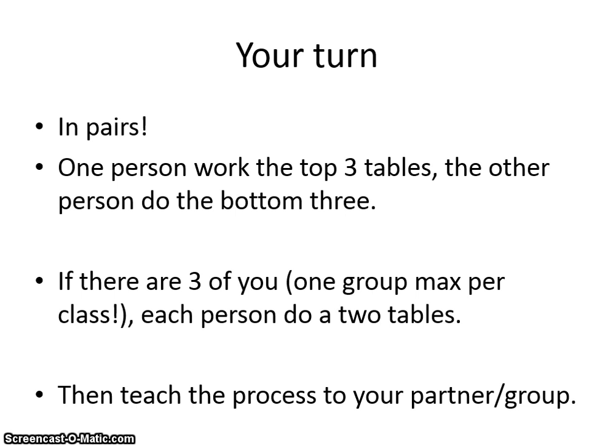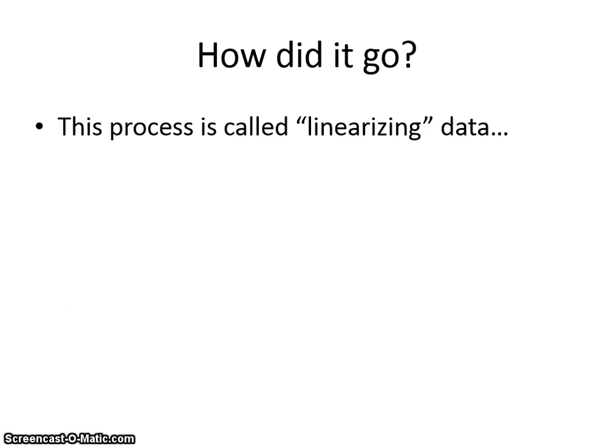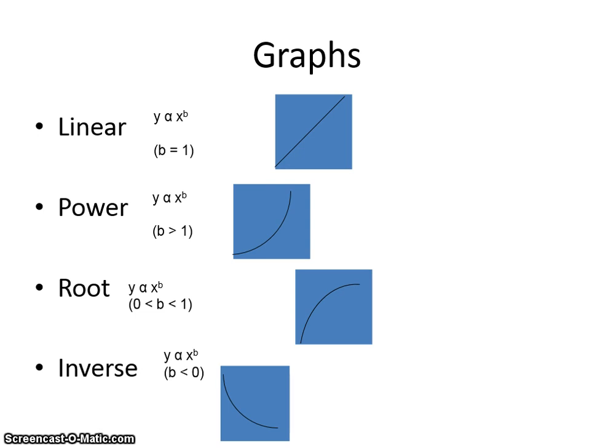Then you practiced, and we talked about how this was making a linear correlation between data that wasn't necessarily linear to start with. Here are those 4 graphs, and hopefully this color shows up a little better on your computer than it did on my smartboard. Notice that all these proportions are in the same format, but just with a different exponent.